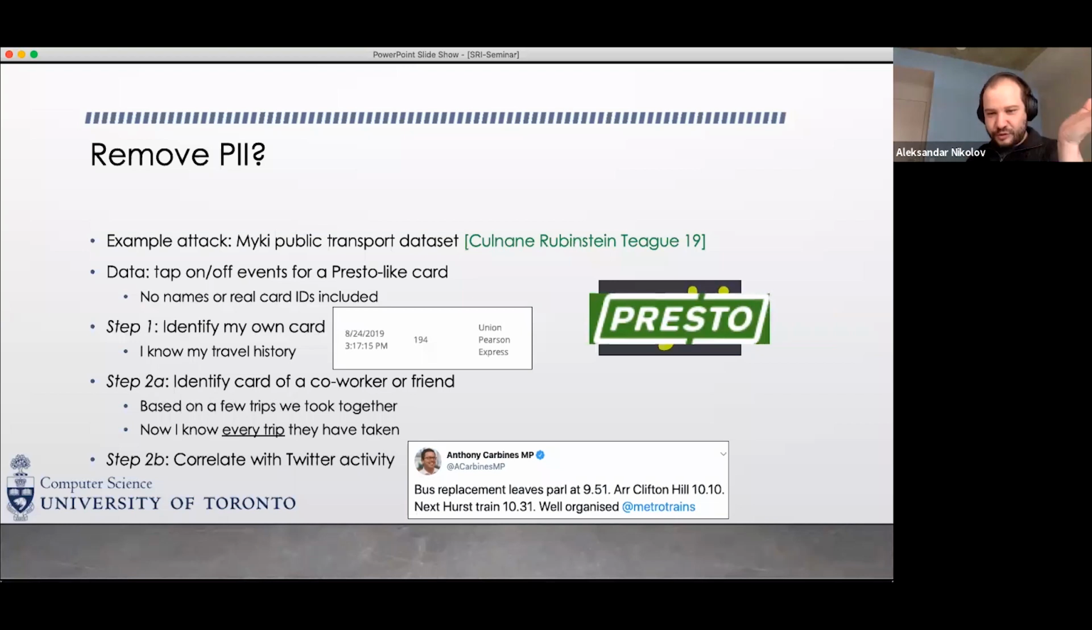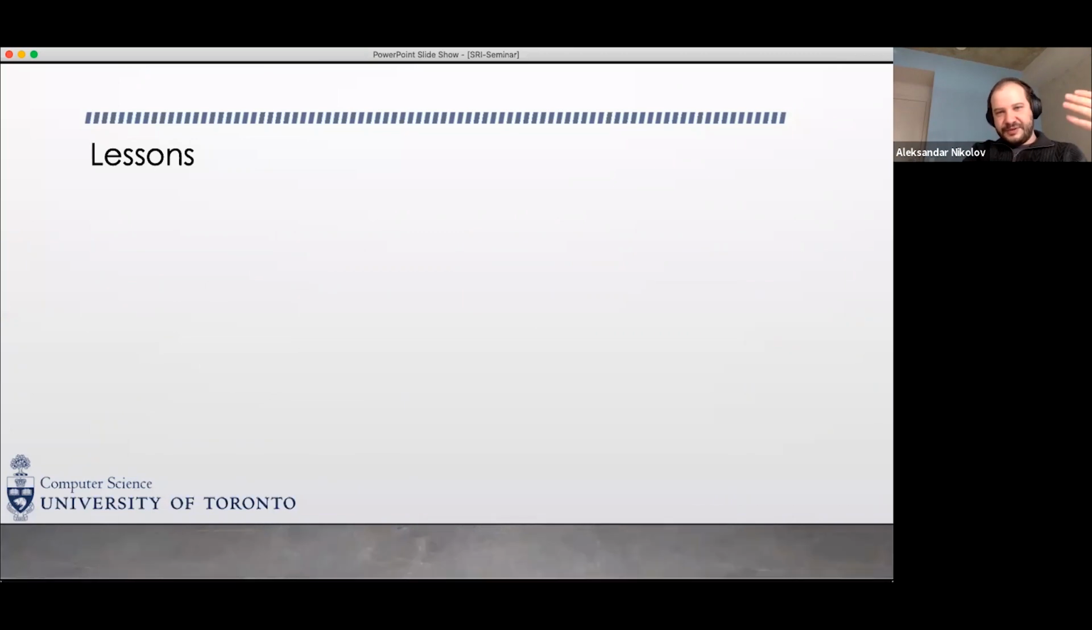This is an actual tweet that I also did a screen cap of. So then you can take his tweets, it's a surprising number of them, and you can again correlate them with the data set and find out which card is his and where he goes when he's not tweeting about it. And again, feels kind of problematic. Okay, so this is, I think, an interesting attack. You can see it's very easy to carry out, by the way. It doesn't require anything very sophisticated. Let me try to draw some lessons.